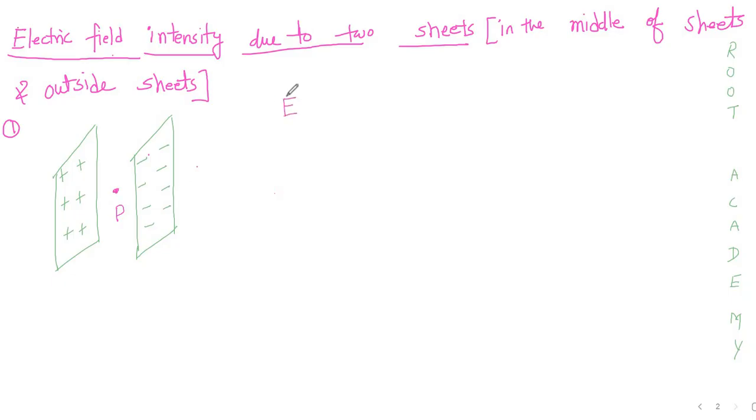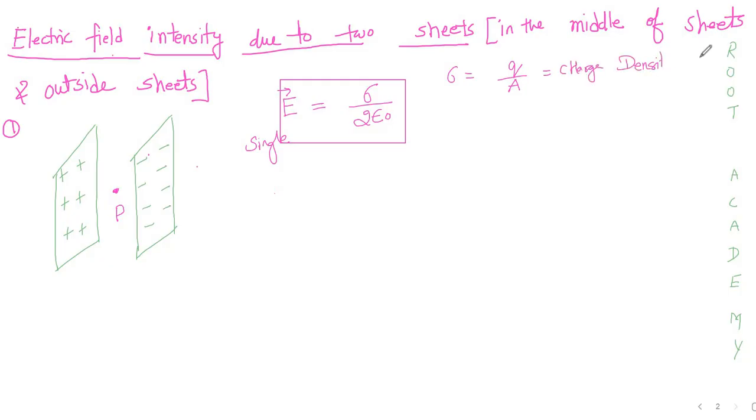So we know that the electric field intensity due to a single sheet is nothing but sigma by 2 epsilon naught. We have derived it in a previous video. What is sigma here? Sigma is Q by area, which is known as charge density, per unit area, which is coulomb per meter square. And what is epsilon naught? Epsilon naught is called the permittivity of the medium, whatever medium we are working with. Here we are working with vacuum or free space. This is due to a single sheet.